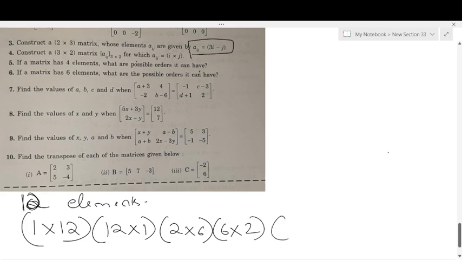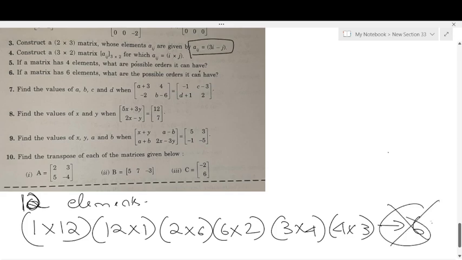Next. 4 into 3. Next. Is 5 possible? 6 is already written, right? 7 is not possible. 8 is not possible. 9, 10, 11, nothing. 12 into 1. So, how many orders are possible, students? Total 6 orders. Don't write the 6. That is wrong. You should write the orders here. This is the right answer.